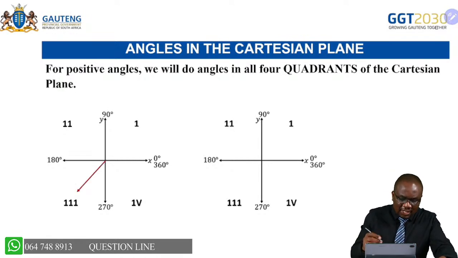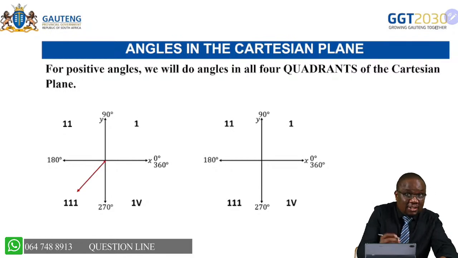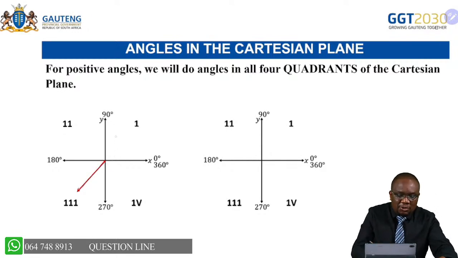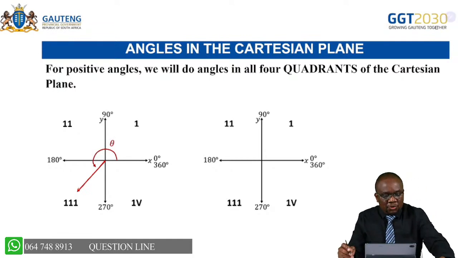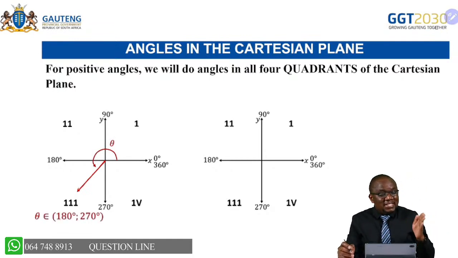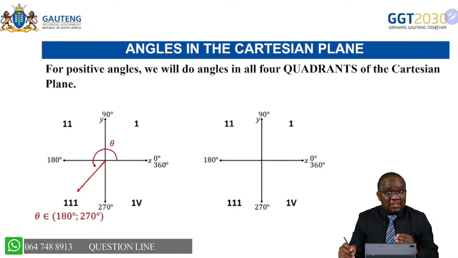Draw your ray, okay? I'll tell you later. This is called the ray or the terminal arm. Okay, right. Draw it. And then the angle we're talking about is this angle here. That's angle theta there. So we're talking about angles between 180 degrees and 270 degrees. Okay, copy it for another 30 seconds.